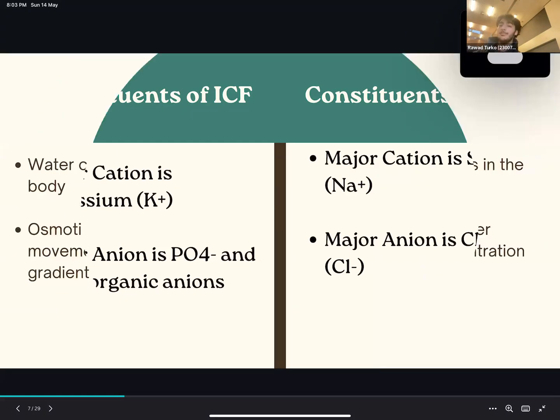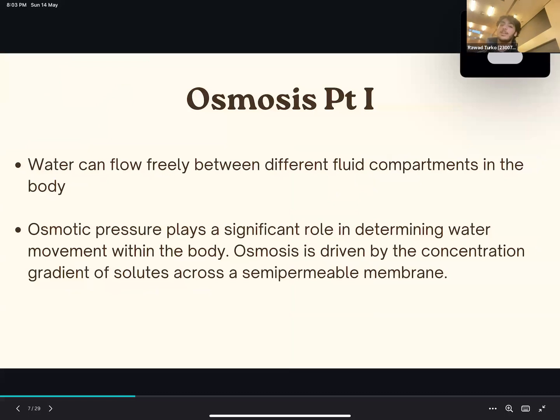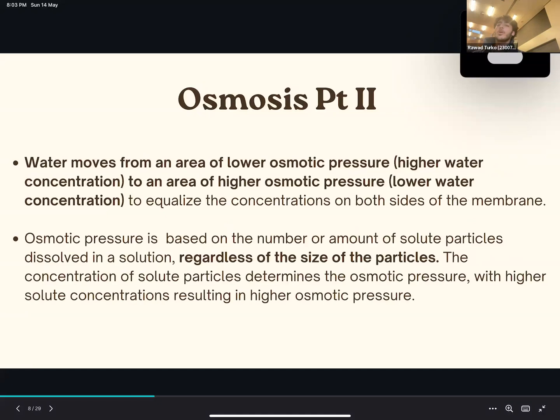Now let's talk a little bit about osmosis. Water can flow freely between different fluid compartments in the body. Osmotic pressure plays a significant role in determining water movement within the body, and osmosis is driven by concentration gradients across the semipermeable membrane. Water moves from an area of lower osmotic pressure, which is higher water concentration, in other words hypoosmotic or hypotonic, to an area of higher osmotic pressure, which is lower water concentration, in other words hypertonic or hyperosmotic, to equalize the concentrations on both sides of the membrane.